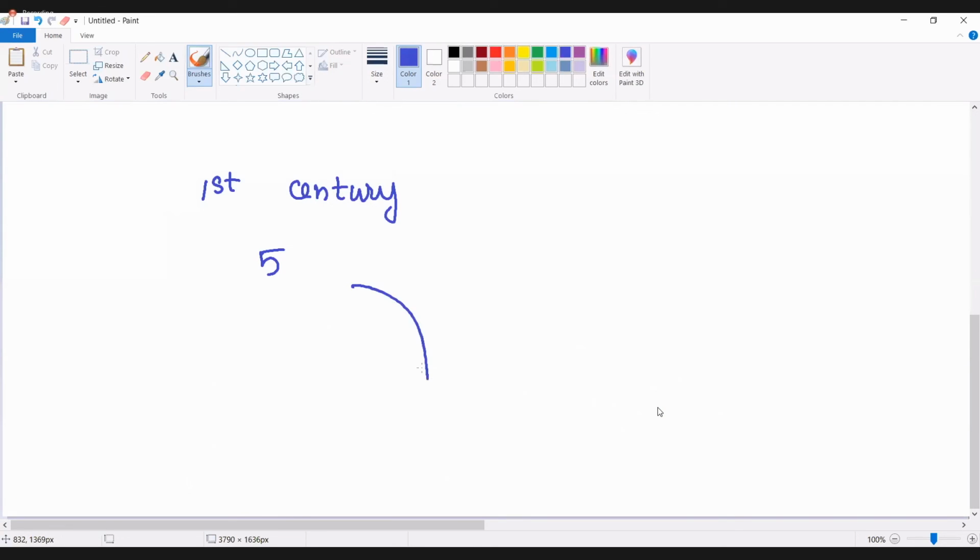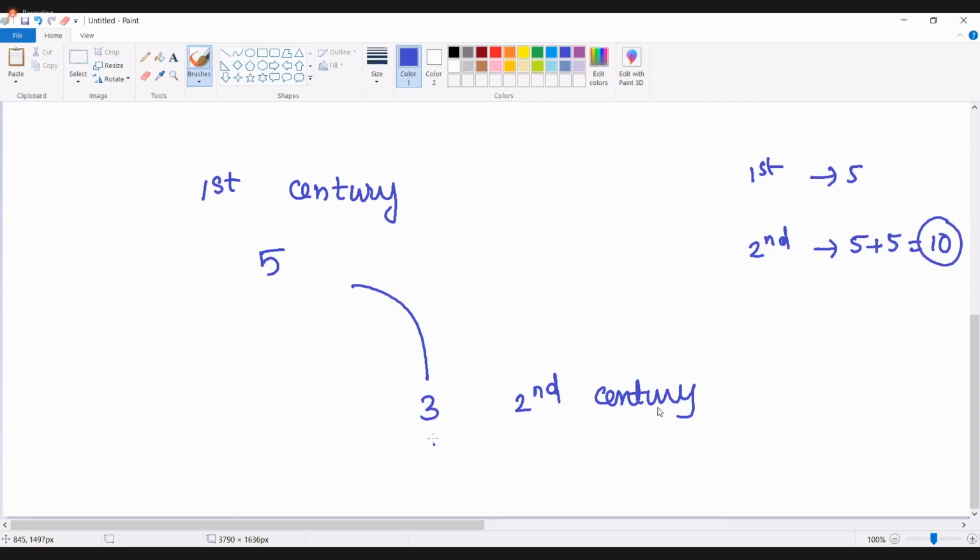If I am talking about the second century, it will be having another 5 odd days. Because the first century is 5, the second century will be having another 5. First century 5, second century is 5, total 10 odd days will be there. 10 means what? 10 divided by 7, leftover remainder is 3. That is the reason we can say the second century will be having 3 odd days.